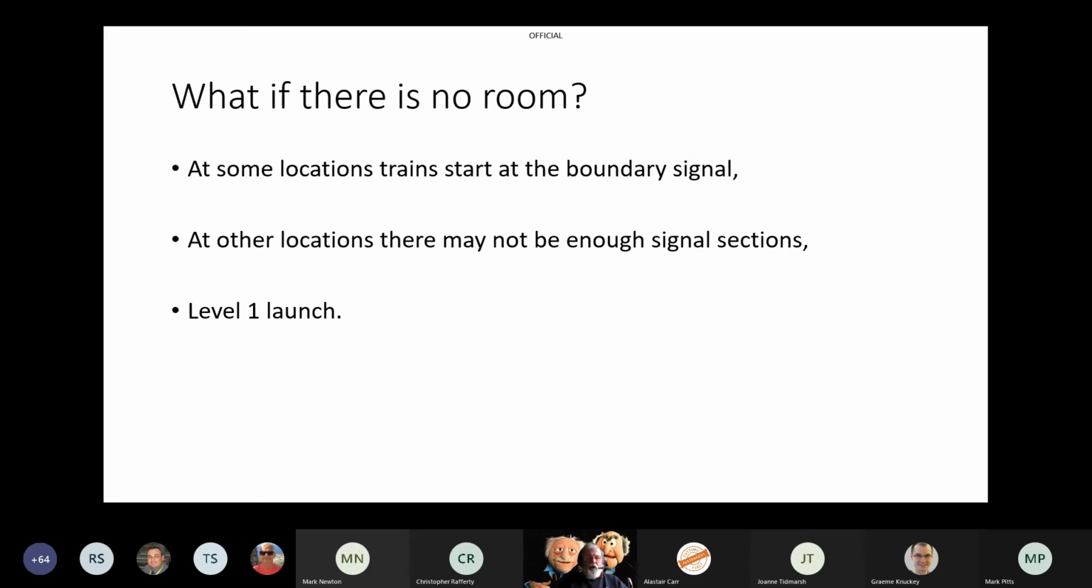So we have an option called level 1 launch. And what we do with level 1 launch is to use a Balise group at that first signal to tell the train to transition to level 1 and also to issue it with a temporary movement authority to enable it to start into the ETCS area, to make its connection, and then get the updates from the RBC. And that's all described in the reference design. If you're interested, then you can read up on how that works.